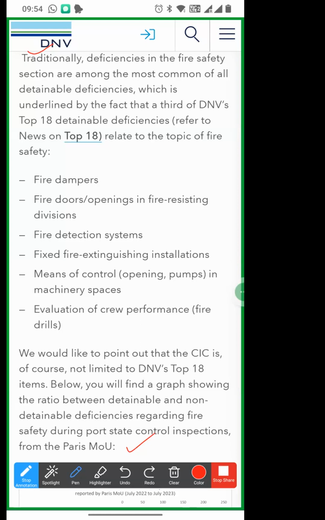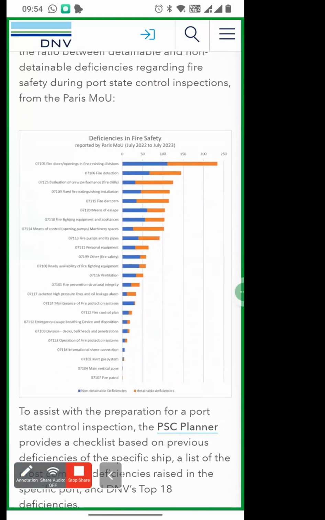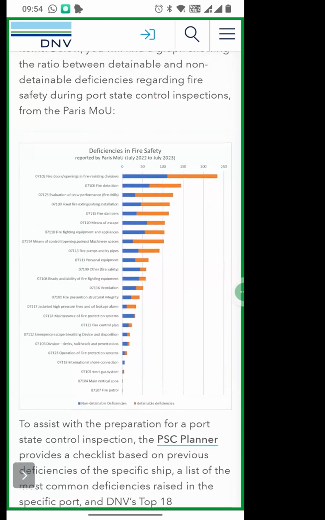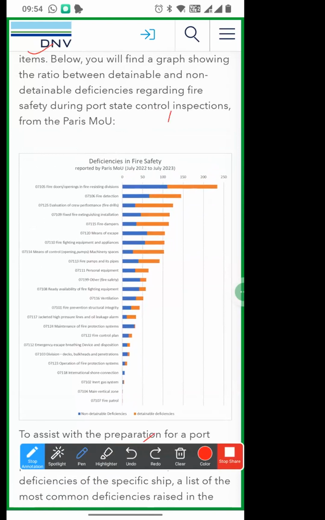Is it done? Yes, sir. ओके, और यहां पे देखो, ये एक रिपोर्ट है. These are the deficiency list related to the fire safety from July 2022 to July 2023 तक.